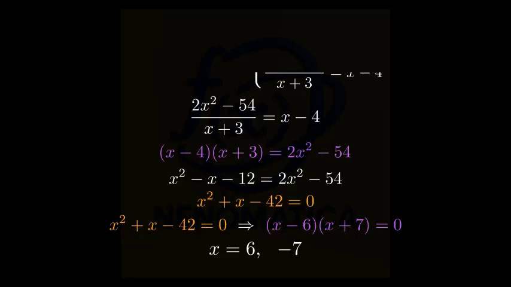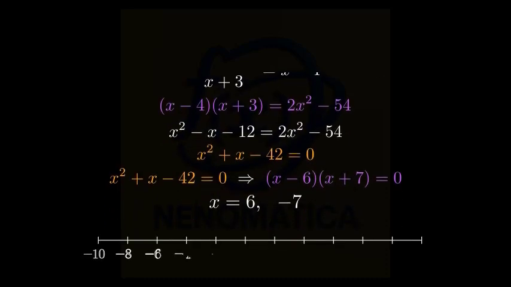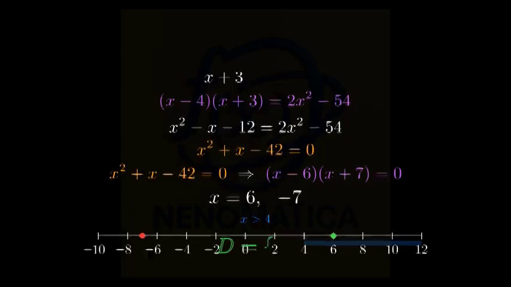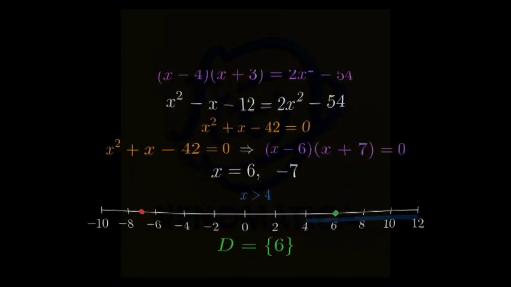Finally, check the domain x greater than 4. Only x equals 6 lies in the allowed region. -7 is rejected. The solution set is {6}.